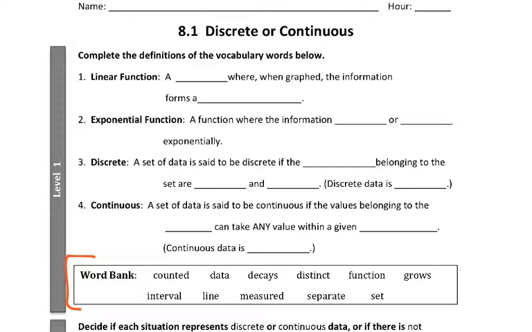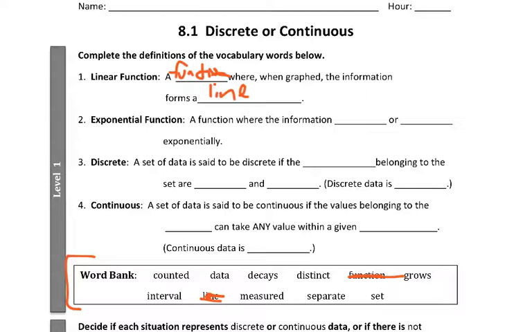A linear function is, let's see, we're going to call it a function. Pretend like you can read that. Okay, a linear function is a function where, when graphed, the information forms a line. That's going to just be our basic definition. So it's a linear function, or a function where when graphed, the information forms a line.